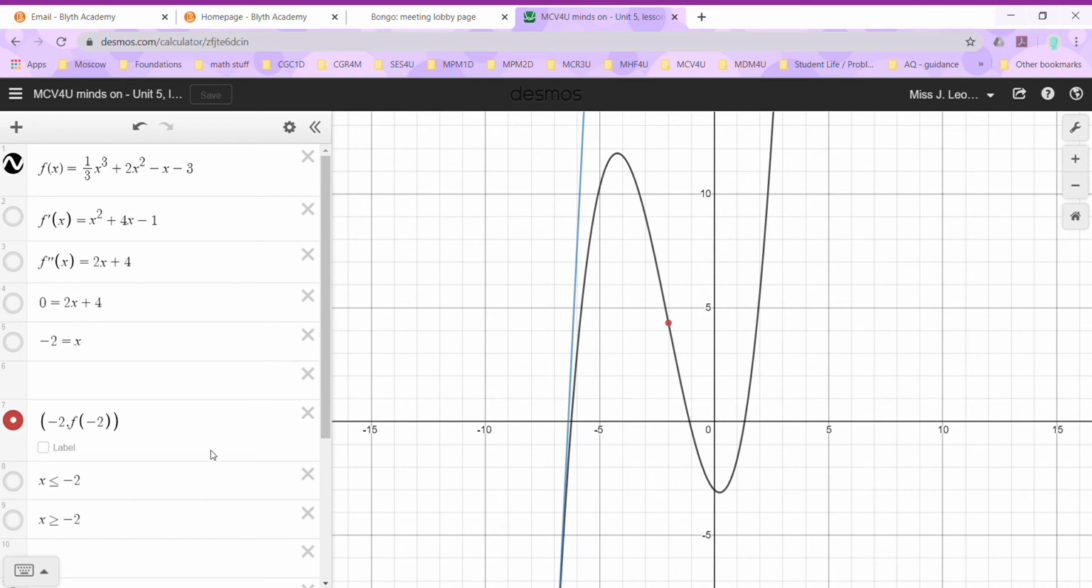Okay, so this is one of our minds-on activities from Unit 5, where we had the function f of x here. We were asked to find the second derivative, set it equal to 0, and solve for x. Doing all of that, I get that x equals -2, and then plotting the point at -2, f(-2) gives me this point there. It's a point on the graph, but it doesn't really seem to have much significance just yet.